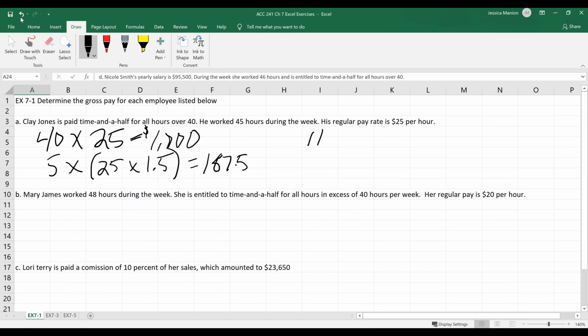So then his total pay, 1,000 plus 187.50. So 1187.50 would be his gross pay.